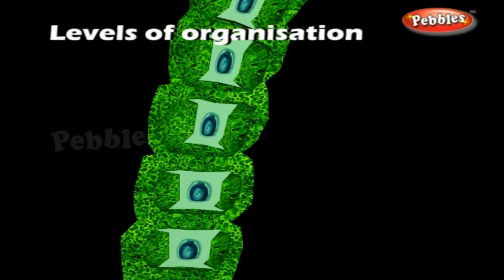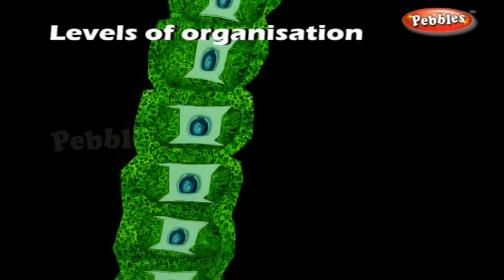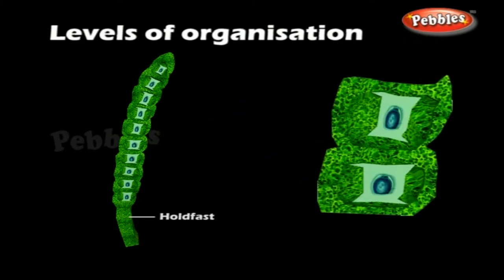Structure. The plant body is an unbranched uniseriate filament consisting of a single row of cells arranged end to end. The basal cell is devoid of chloroplast and is also called holdfast, which helps in attachment of the alga to a suitable substratum. The cell wall has two layers. One is the outer layer made up of pectin, and the other is the inner layer made up of cellulose.